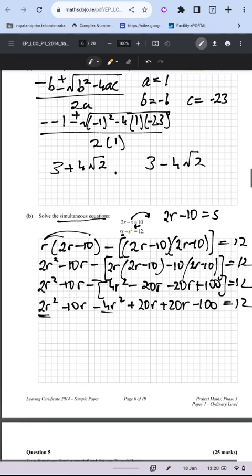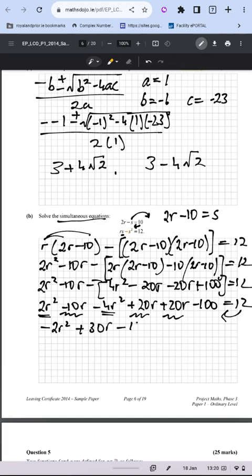What does that leave me with? 2r squared minus 4r squared is minus 2r squared. Minus 10 plus 20 plus 20 is plus 30r. Minus 100 minus 12 is minus 112, is equal to 0. You can divide everything by 2, bring it across to one side, and go straight and do your minus b formula.